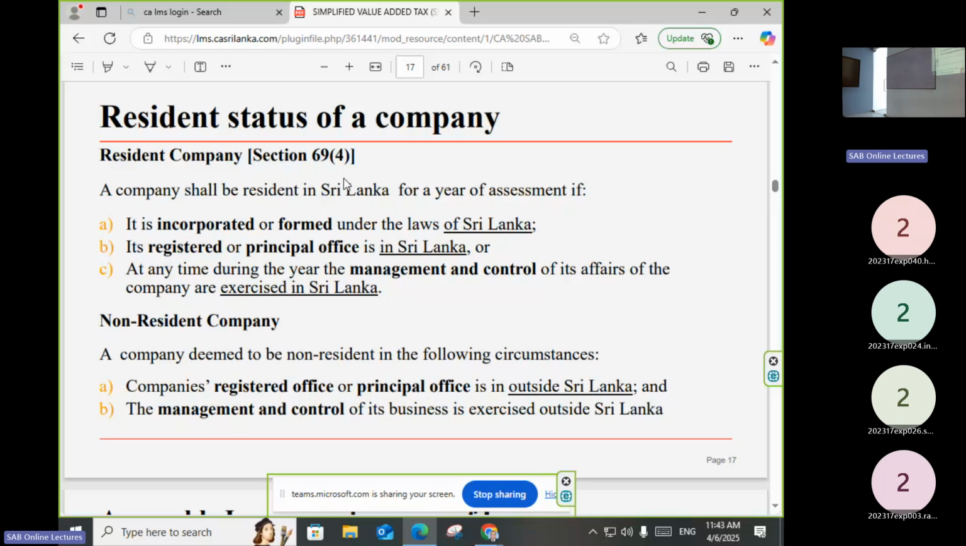In the other case, the company is deemed to be non-resident in the following circumstance: the company's registered office or principal office is not in Sri Lanka, and management and control of the business is exercised outside Sri Lanka. In that case, that particular company shall be considered a non-resident company. We have to check whether that company is incorporated in Sri Lanka and whether we do management in Sri Lanka or not.